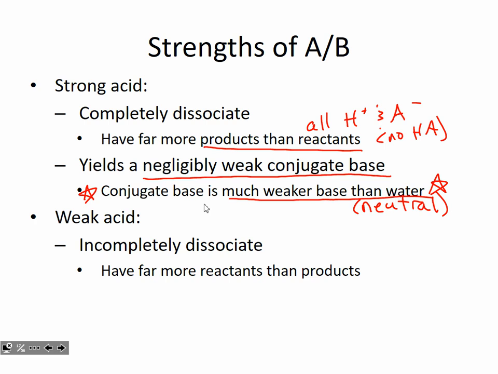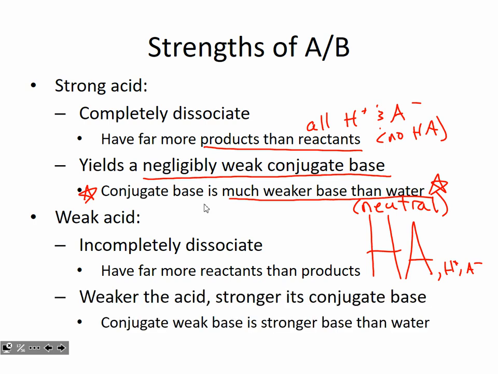A weak acid, on the other hand, will incompletely dissociate. It will have far more reactants than products. So I like to write it this way: if you had a mixture of a weak acid, it would be almost all HA, that's why that's really big, and only a tiny little amount of H+ and A-. And again, the weaker the acid, the stronger its conjugate base. So the conjugate base from a weak acid is actually a stronger base than water. So it can actually function as a base.